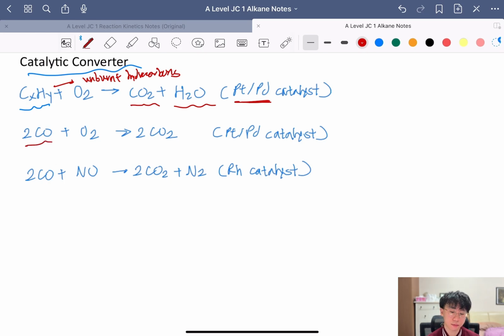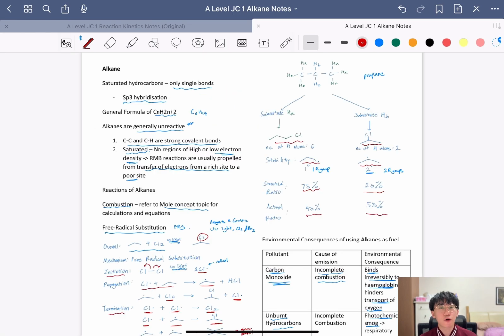Your carbon monoxide can also be further oxidized with your platinum and palladium catalyst to give carbon dioxide. And your carbon monoxide can also react with oxides of nitrogen to give CO2 and N2. And this is done by your rhodium catalyst. So your catalytic converter is very important because it can help to convert these harmful pollutants into less harmful ones like CO2. So that's all for alkanes.